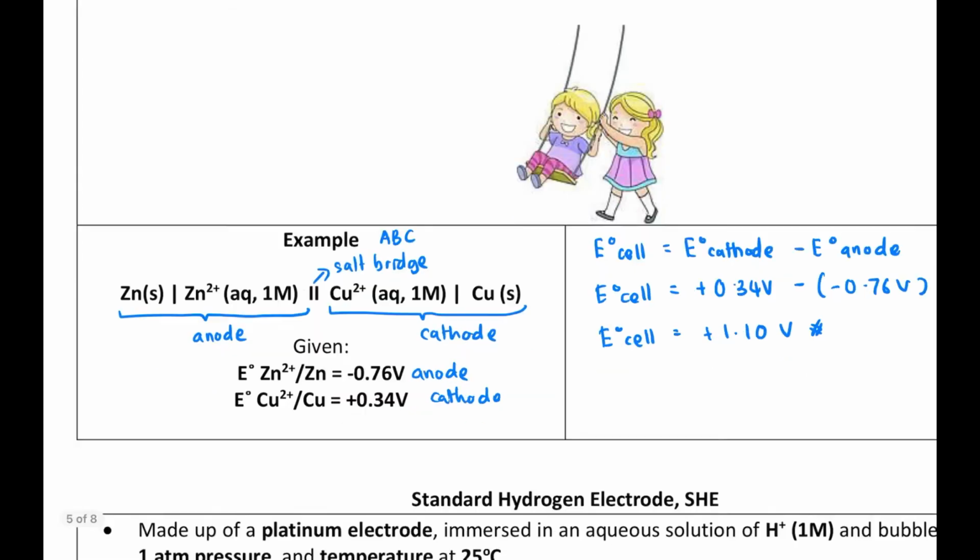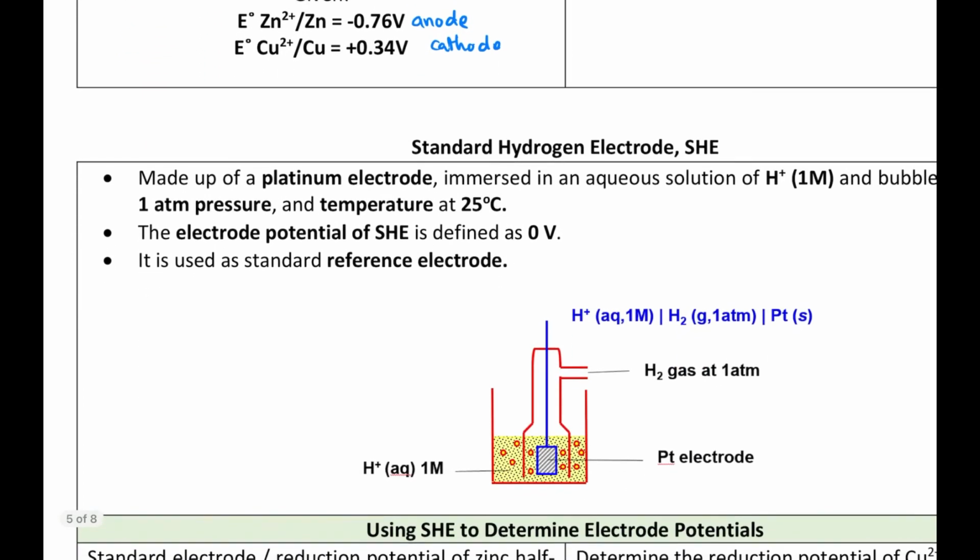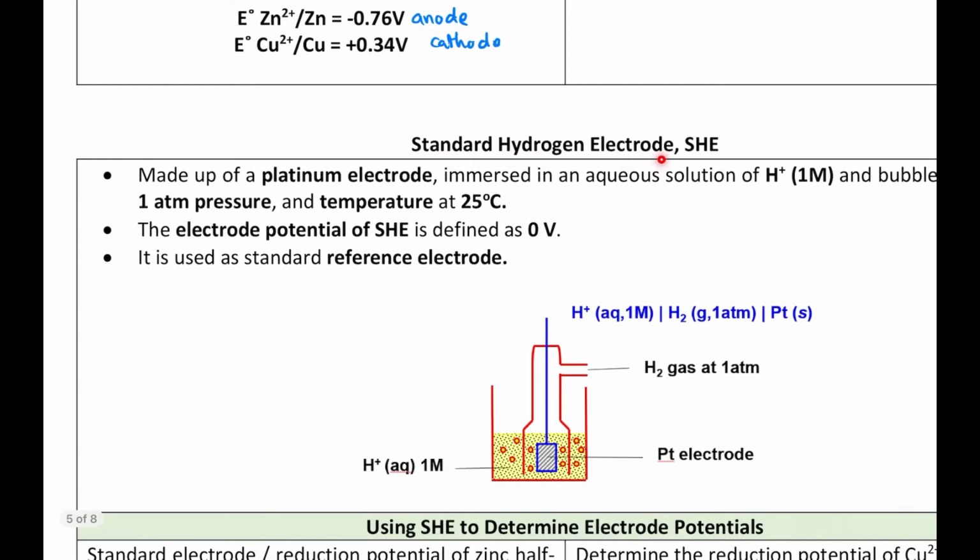Alright, so next one, standard hydrogen electrode or SHE. Okay, inilah yang saya cakap SHE tadi kan. So who is SHE? SHE ni bukan orang. Dia adalah satu jenis cell. Alright, so SHE half cell ni is made up of apa?